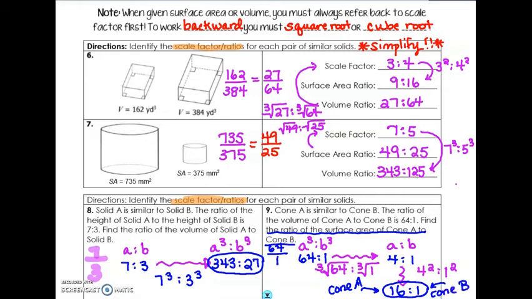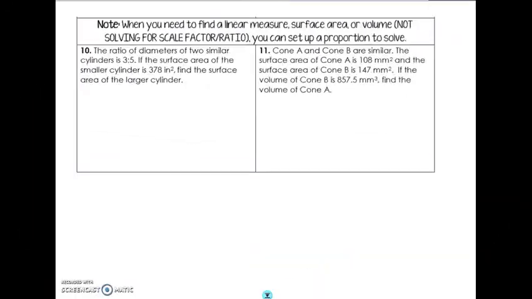Next, we're going to note that when you need to find a linear measure, surface area, or volume of one of your similar solids, this is not going to be when you're solving for the scale factor, surface area ratio, or volume ratio. You can set up a proportion to solve in this case. So that will be for 10 and 11, we'll set up a proportion, and here's why.